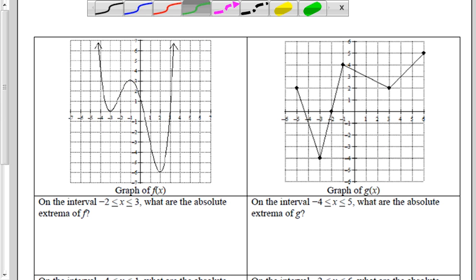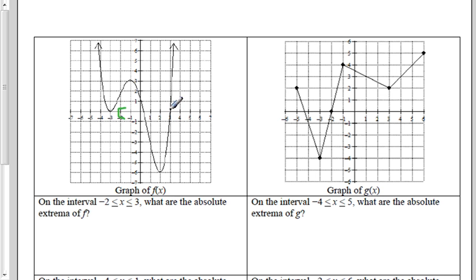All right, so let's continue with some of these examples on page 2 here. Graph of f of x on the interval from negative 2 to 3, what are the absolute extrema of f? So I'm just going to first look at the picture. We're going from negative 2 to 3, and we're including the negative 2 and 3. So they want to know what the absolute extrema are.